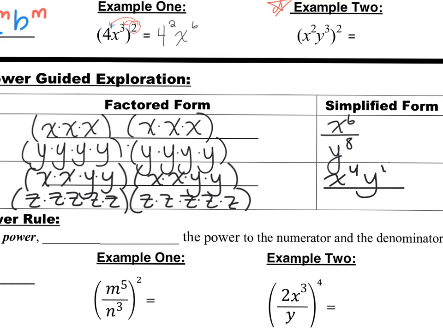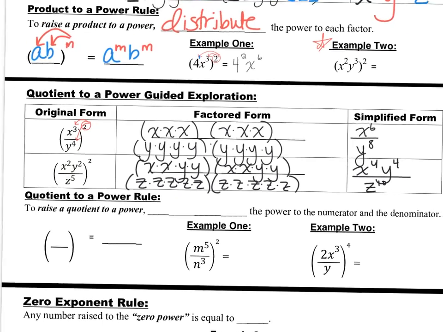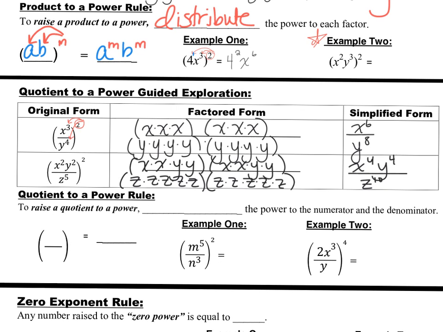And on my denominator, I have 10 z's. So to raise a quotient to a power, the rule states that I distribute the power to the numerator and to the denominator. Algebraically, let's say I had a over b raised to the mth power. That means that my answer would be a to the mth power divided by b to the mth power.